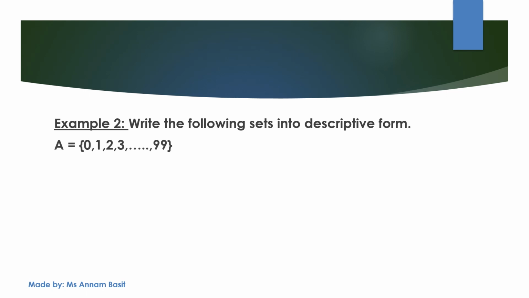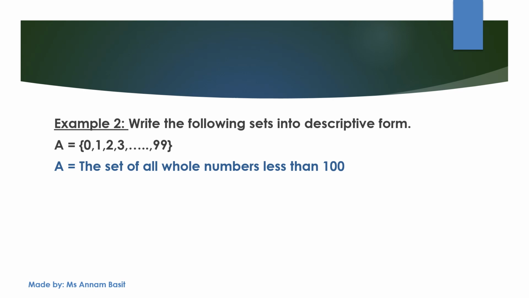Now let's look at question number 1. A is equal to 0, 1, 2, 3 dot dot dot till 99, brackets close. So how are we going to write it in a descriptive form? We know that 0 is a part of the whole numbers, and we can write the set in a descriptive form as A is equal to the set of all whole numbers less than 100.